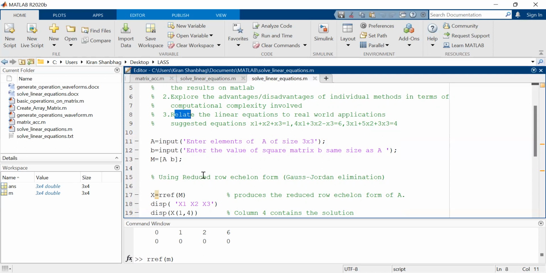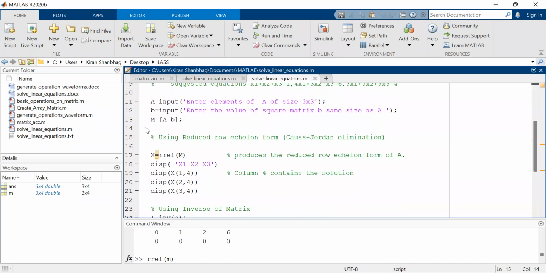Let us see what the first method is. The first method that we will be talking about is the row reduced echelon form, also called Gauss-Jordan elimination. The ready function that MATLAB uses for this is rref. rref readily gives you the result: you give the matrix, and it gives it back in row reduced echelon form.